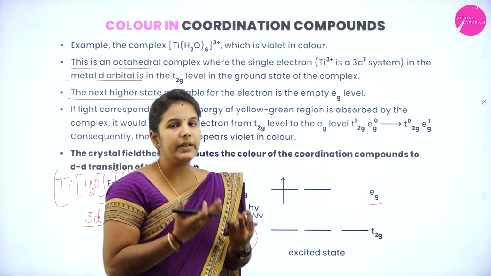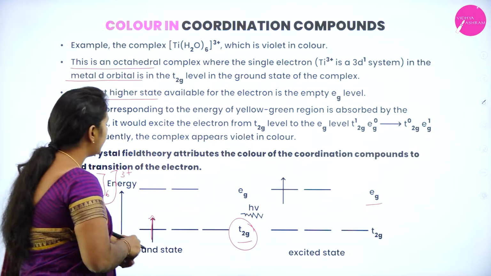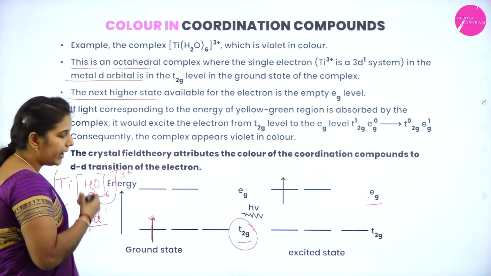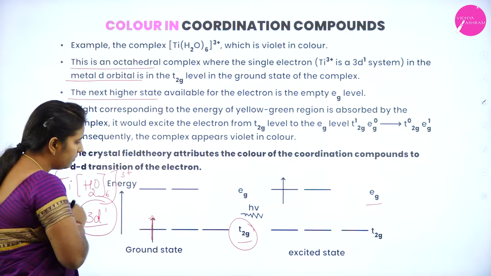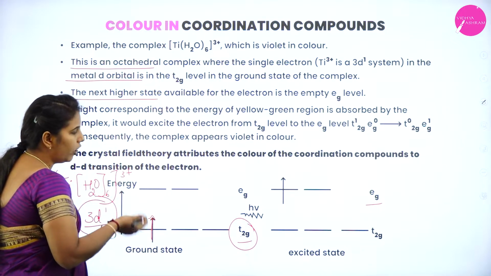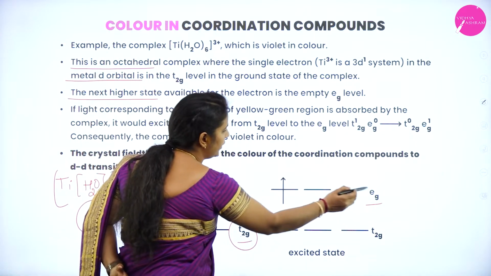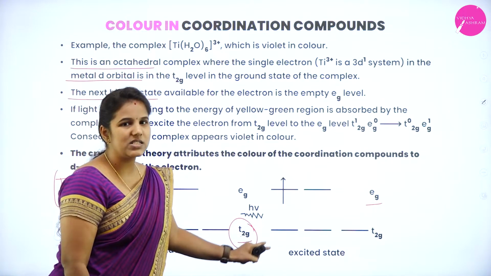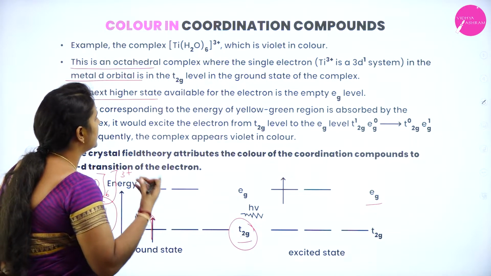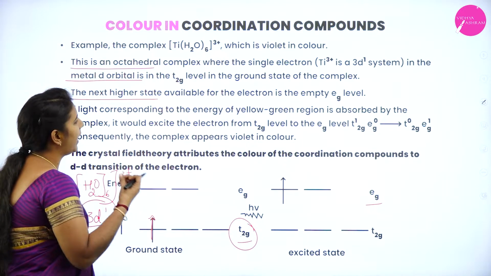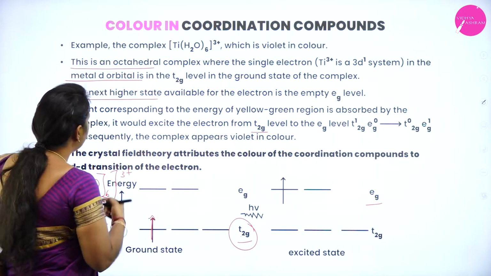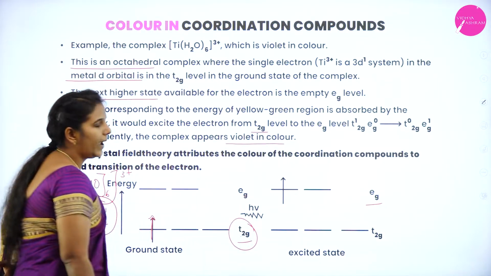This is known as complementary to one another. Okay. So what will happen? Again, I can explain here. You can see that this is the ground state of hexaaquatitanium, which consists of one electron in the 3d system. So that one electron will be present where? In the t2g level. When it absorbs the light, what will happen? This one electron is shifted to the eg level in the excited state and gives different colors. So if light of corresponding energy of the yellow-green region is absorbed by the complex, it would excite the electron from the t2g level to the eg level, and the electronic configuration I have written here, and thus the complex will appear violet in color.